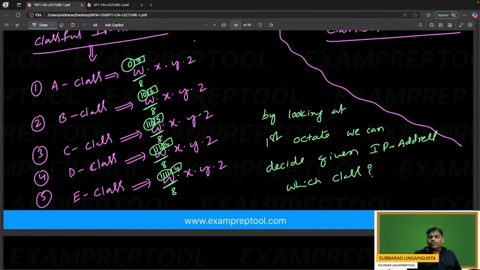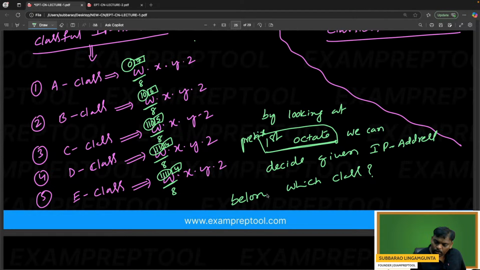By looking at the first octet, we can decide which class a given IP address belongs to. Remember, the first octet is something like a prefix. By looking at the prefix, we can decide which class the given IP address belongs to. You have to see the first octet.